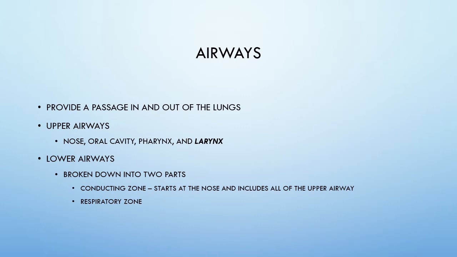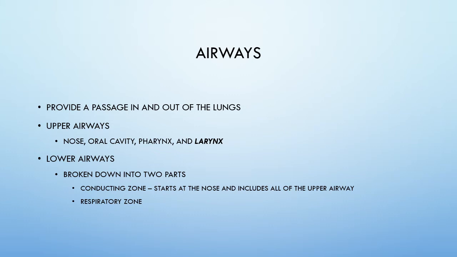So let's talk about what kind of airways you have in this system. Airways do a few things. They provide a passageway in and out of the lungs, all the way down to the alveoli. The upper airways are larger. They moisturize and humidify, and they are made up of the nose, the oral cavity, the pharynx, and the larynx.